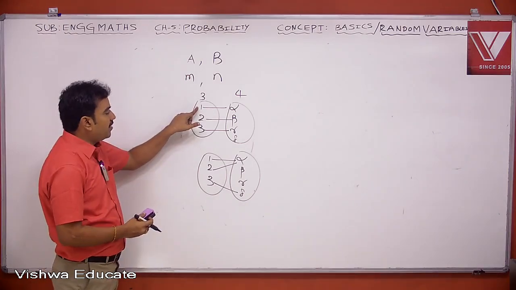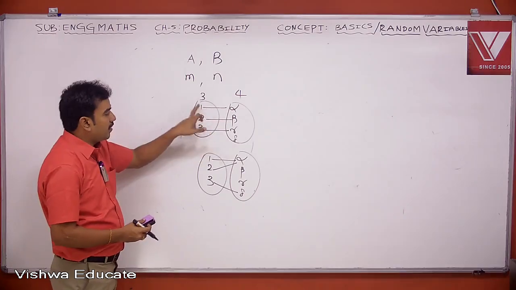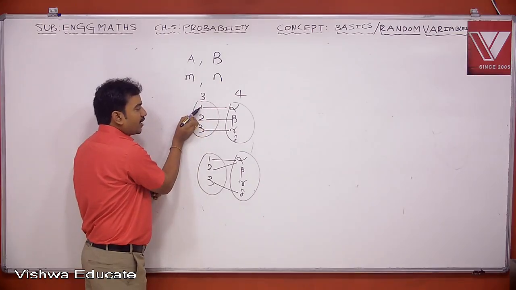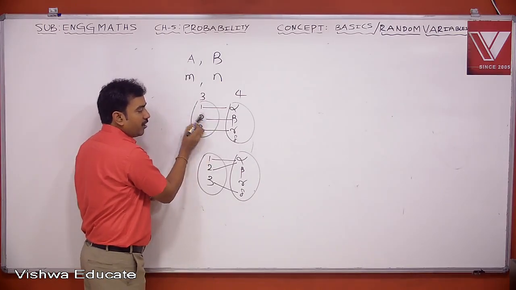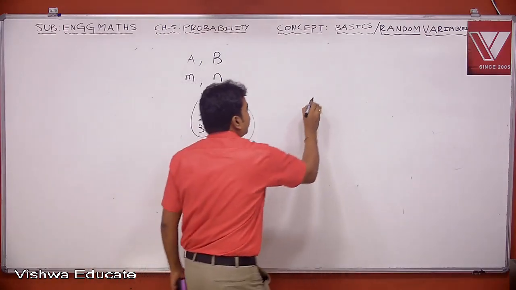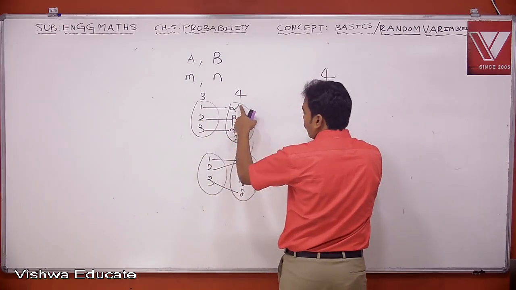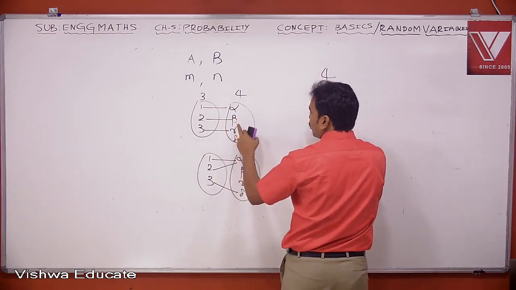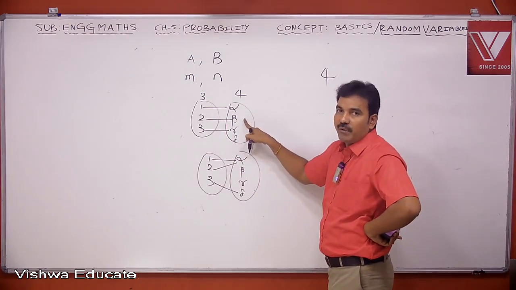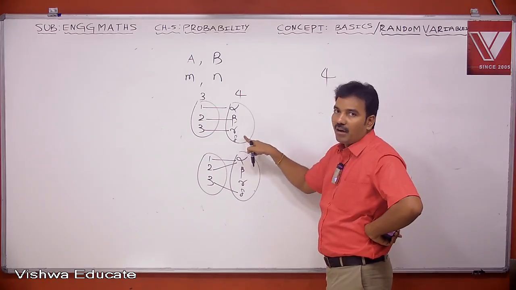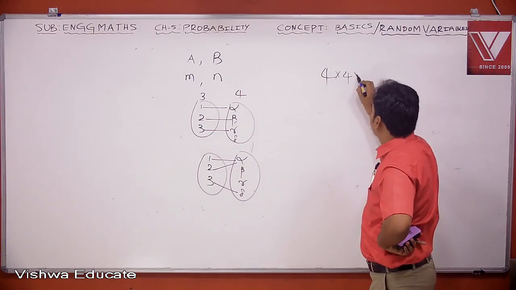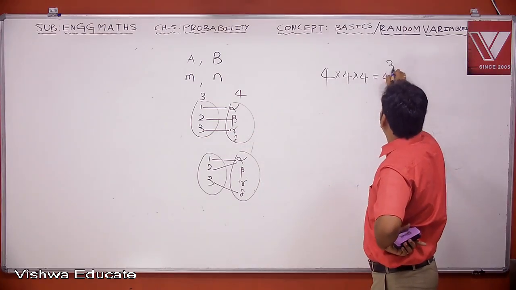So 1 can be distributed to alpha or beta or gamma or delta. So how many possible images are there for 1? So 1 can be sent to alpha or beta or gamma or delta. So 1 can be distributed to any one of these 4 elements. So 1 will have 4 choices. Similarly, 2 can be distributed to alpha, or beta, or gamma or delta. Again, 2 will have 4 choices. Again, 3 will have 4 choices. Therefore, the total number of possible functions is 4 cube.